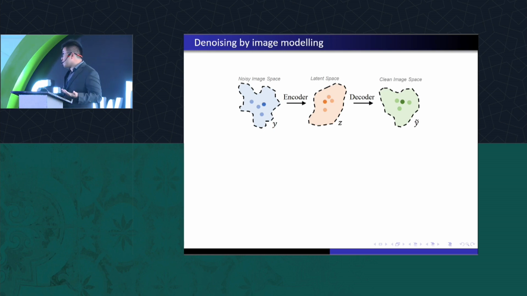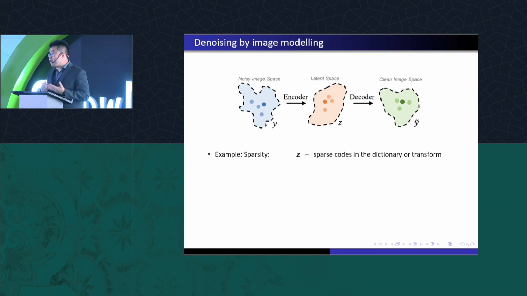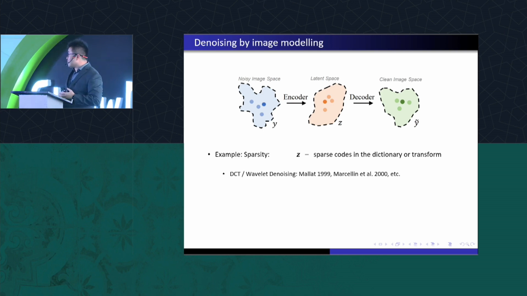And what kind of structure do you want to impose in this latent space? There are really many models and methods people have developed. Maybe the most popular example is sparsity, where in this case Z stands for the sparse codes in either the dictionary domains or transform domains. People have worked on this for many years. You can trace back to the signal processing approaches where people use DCT and wavelets to come up with a sparse representation for image compression and different applications.